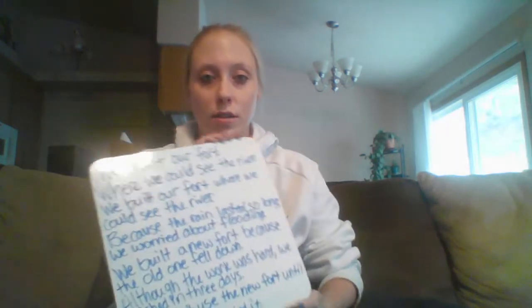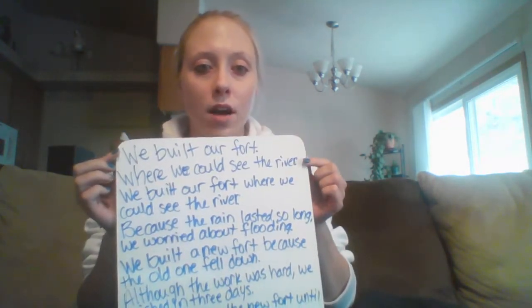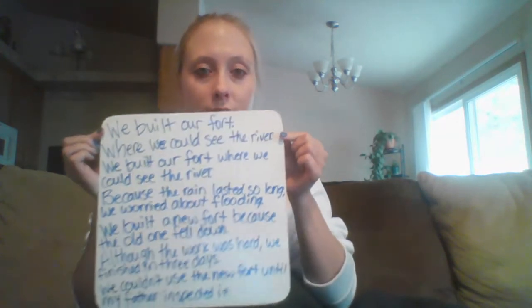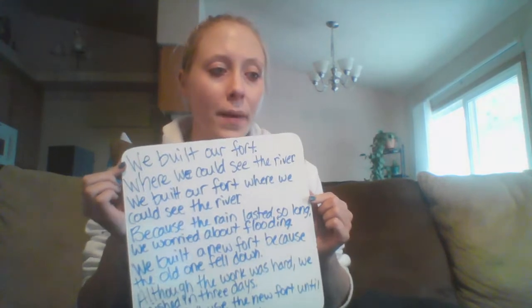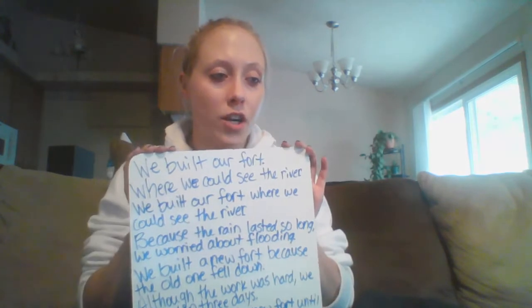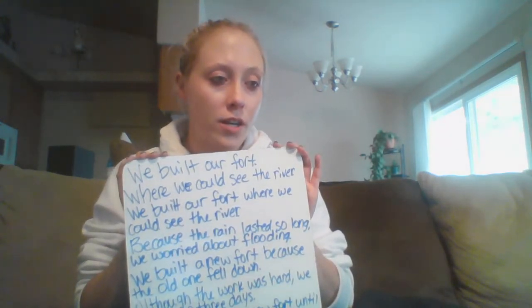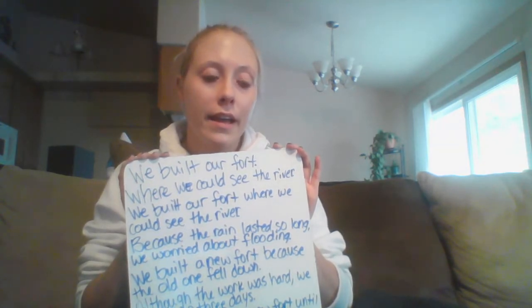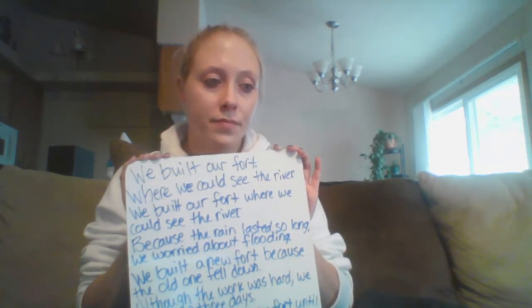Okay, so now let's look at complex sentences. An independent clause can stand alone as a sentence. All right, so let's look at the very first one. We built our fort. Okay, that would be an independent clause. Then we have the next one. A dependent clause cannot stand alone as a sentence and begins with a subordinating conjunction. Some common subordinating conjunctions are after, although, before, because, if, since, until, when, where, and while.